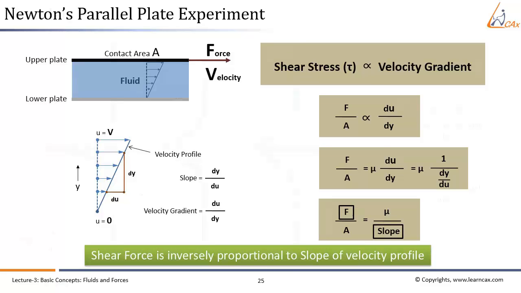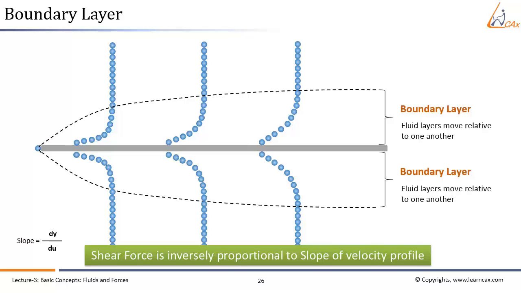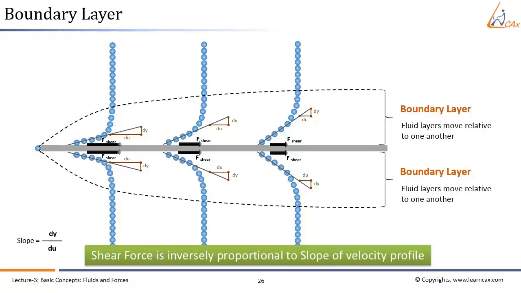So, for the same fluid and velocity, the amount of shear force can vary based on the velocity profile. Along the plate length, the boundary layer thickness increases and the slope is also increased. This explains why the amount of shear force varies along the length of the plate.